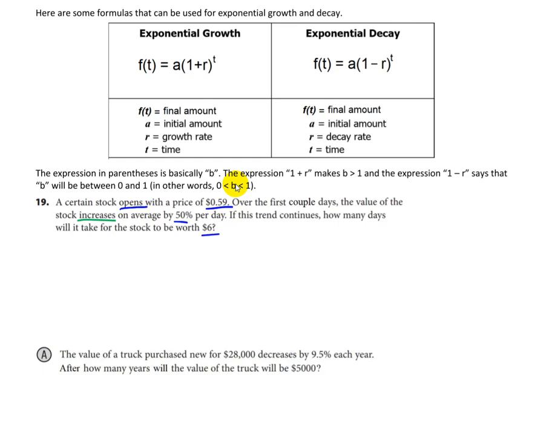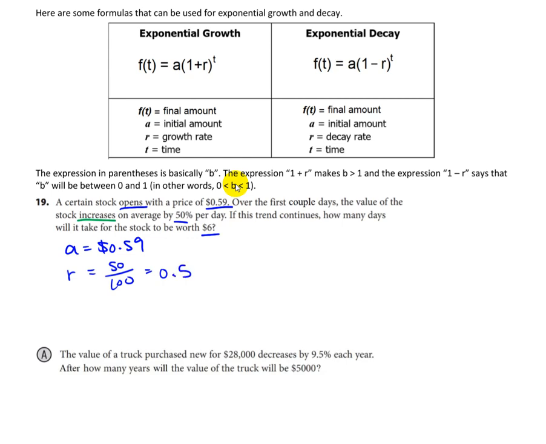So let's think about what we have here. It says a certain stock opens with a price of 59 cents. Opens, that represents our initial amount. That's a, so that's going to be 59 cents. Our rate is how much it is increasing per day, so that's 50% per day. So our rate is going to be 50 divided by 100, in other words, 0.5.